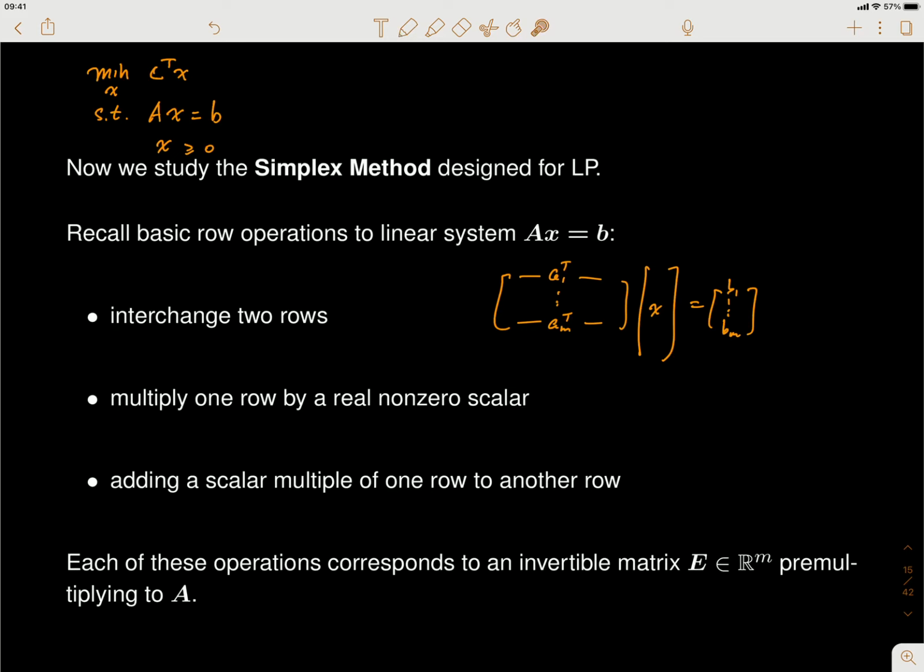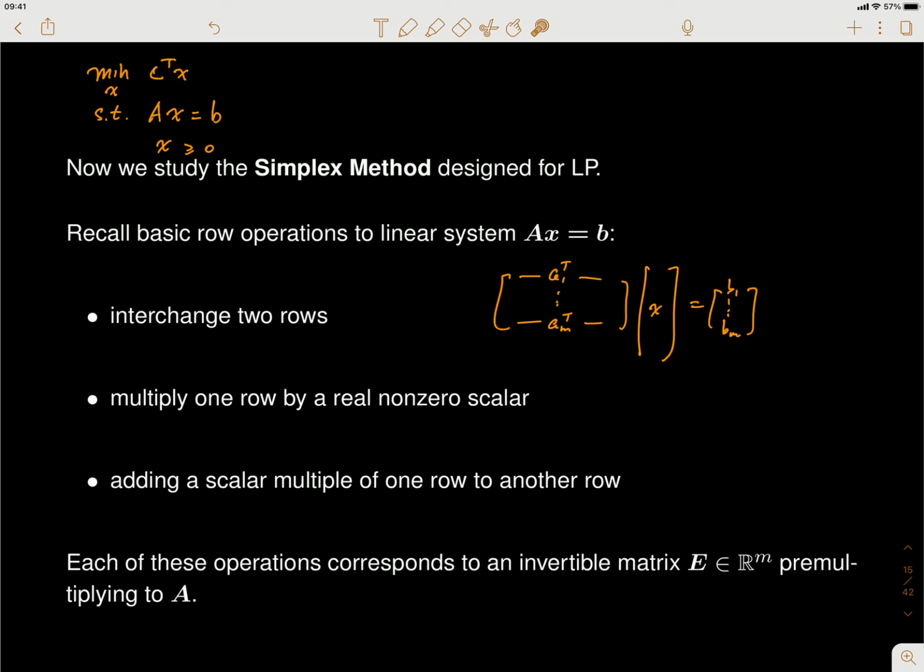We exchange any two of these rows. We just need to exchange the corresponding b components, but it doesn't change our solution x. We can also multiply one row by a scalar. For example, we can multiply this row by 3, and it doesn't change the result either. We just need to multiply the same number to this b1, so it doesn't change the solution.